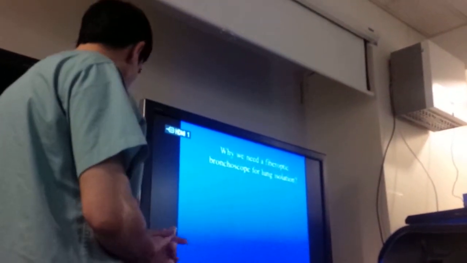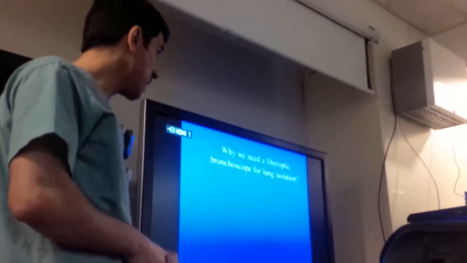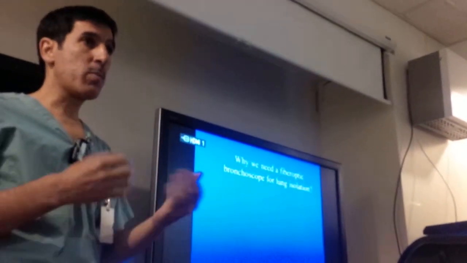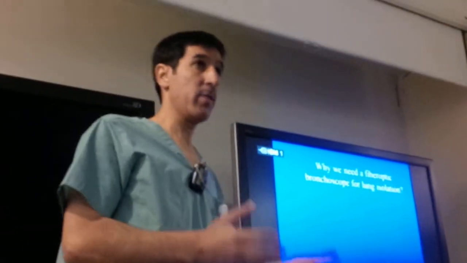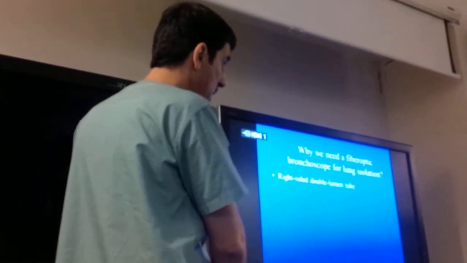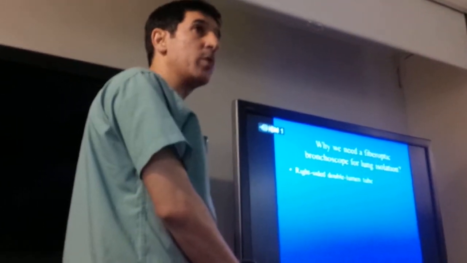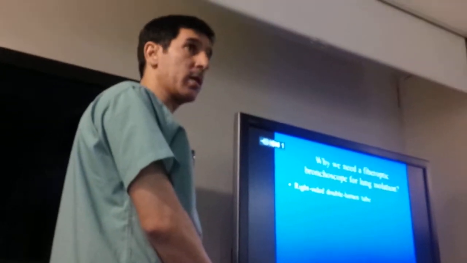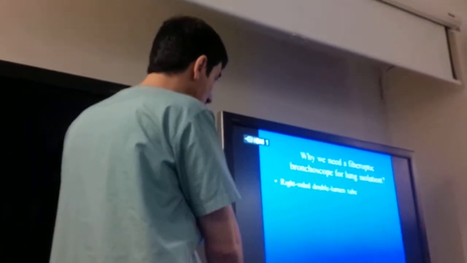So why do we need a fiberoptic bronchoscope for lung isolation? I think this is a silly question. The question is, shall we practice thoracic anesthesia without fiberoptic? Why do we need fiberoptic, or why is it mandatory? Now, we have the right side double lumen tube. It's mandatory. We have to use the fiberoptic. We cannot adjust it without fiberoptic.